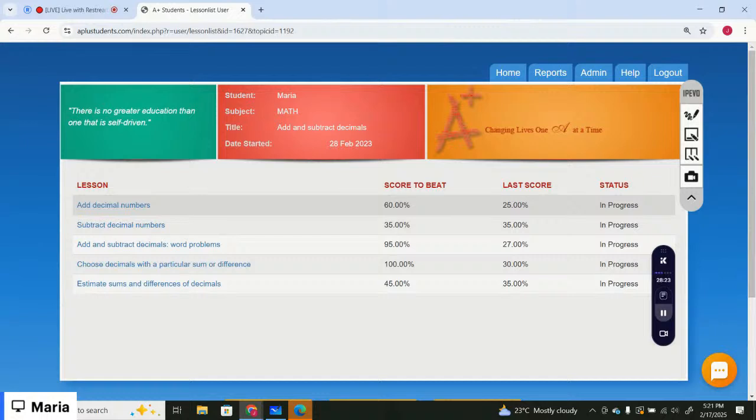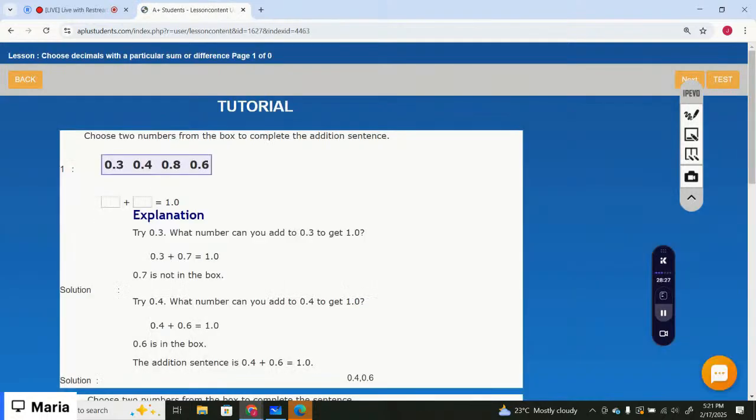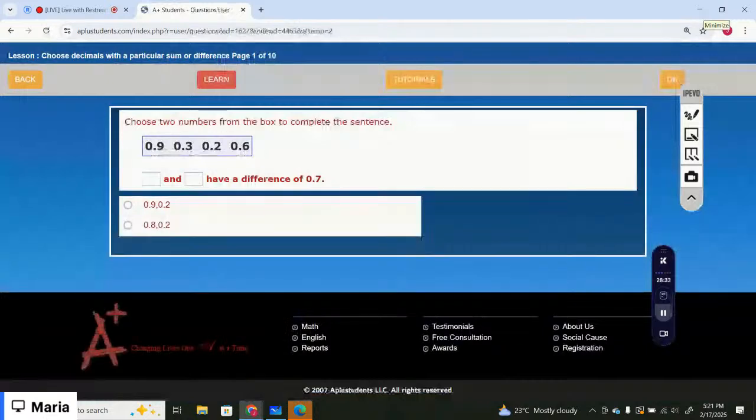The next lesson is choose decimals with a particular sum or difference. Let's just start with the lesson. So let's just start with the test questions. Choose two numbers from the box to complete the sentence. Which two numbers have a difference of 0.7?